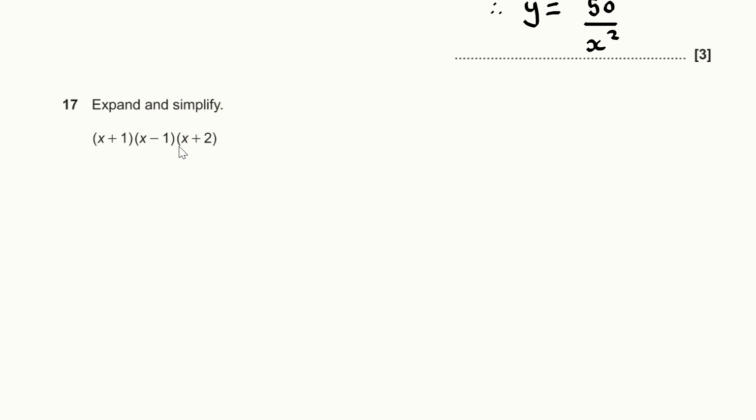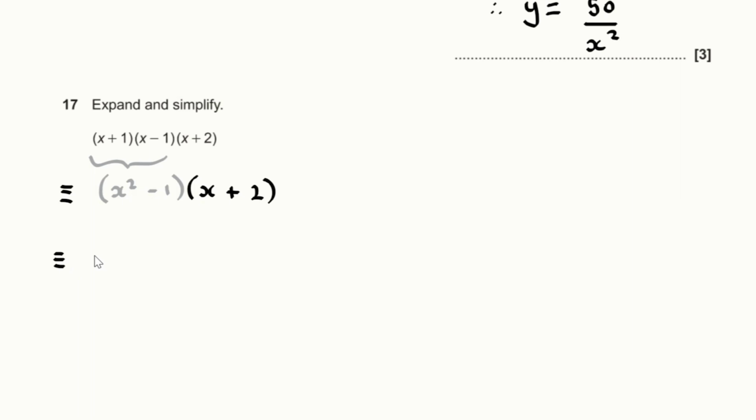Question number 17. We have to expand and simplify x plus 1 lots of x minus 1 lots of x plus 2. First of all, you may spot we've got a difference of 2 squares here. X plus 1 lots of x minus 1 is the same as x squared minus 1. So we've got x squared minus 1 being multiplied by x plus 2.